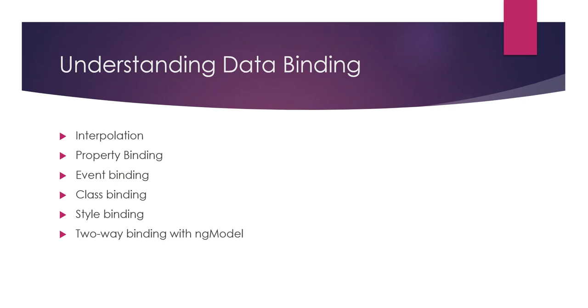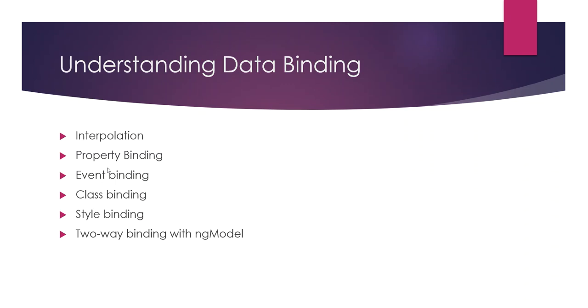What is interpolation? Interpolation involves using the double curly braces to evaluate a template expression from your component. This interpolation is one way, so you're going from the component to the UI. And with property binding, you're actually going to bind to an HTML element property. I'll show you an example of how that works as well.